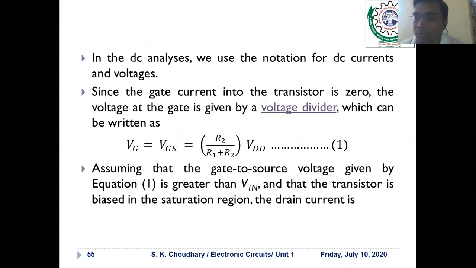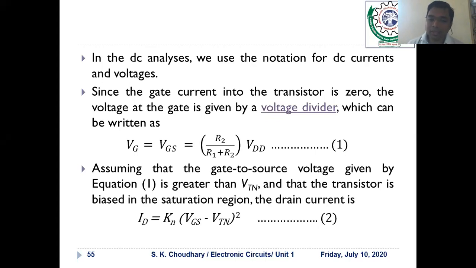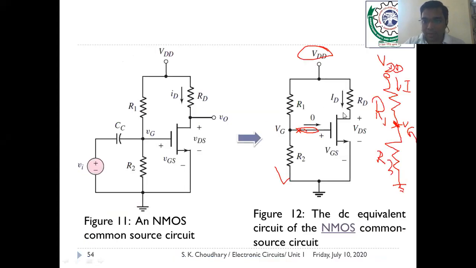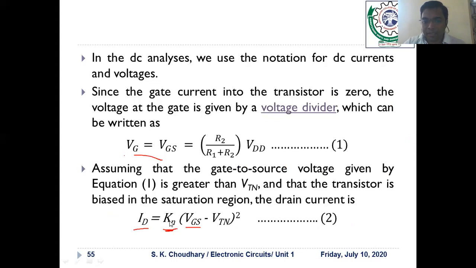So what should be the formula of drain current now? The formula of the drain current is ID is equal to Kn (VGS minus VTN) whole square. We have already seen in the last lecture the formula for drain current in the saturation region. So here also ID is equal to Kn, the conduction parameter, times gate to source voltage VGS minus threshold VTN, whole square. This is the current formula.